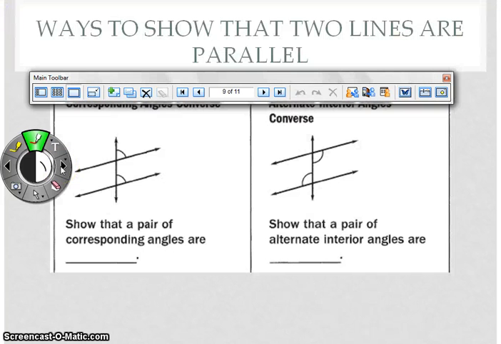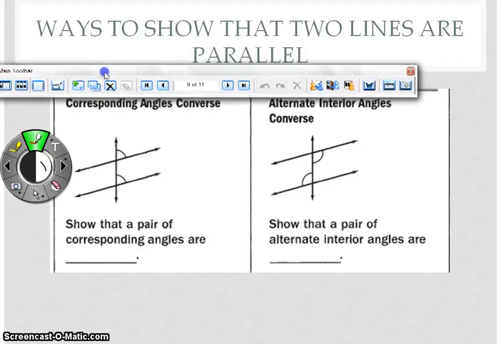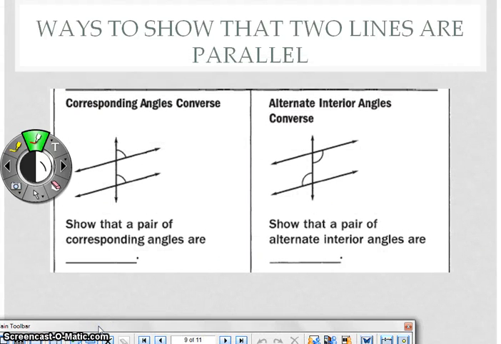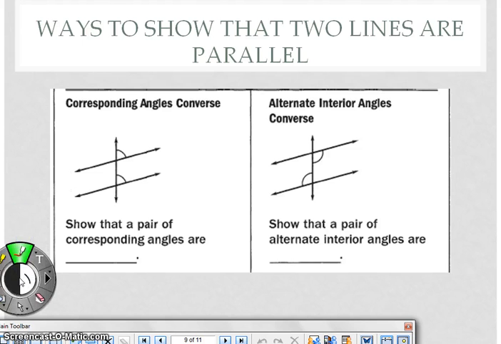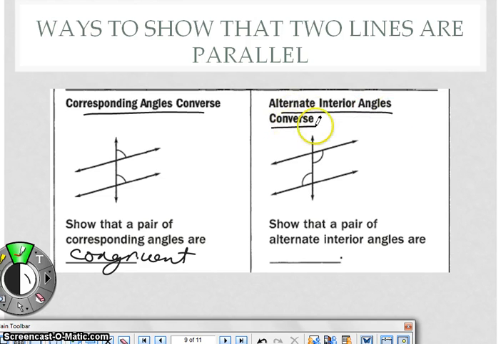Almost done. So this right here, this is just kind of a summary, ways to show that 2 lines are parallel. So last time we talked about the corresponding angles converse. So right here, show that a pair of corresponding angles are congruent. If you can do that, you can show the lines are parallel. Alternate interior angles converse, we did last time. So here we would need to show that the alternate interior angles are congruent.